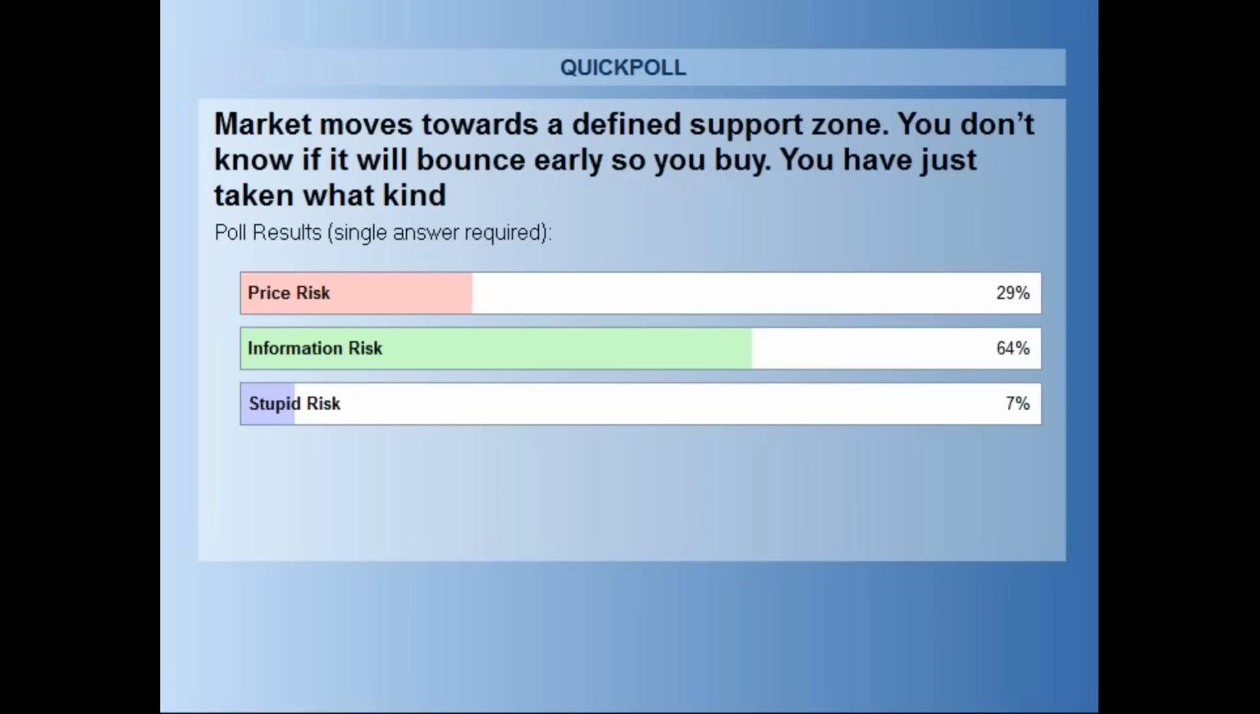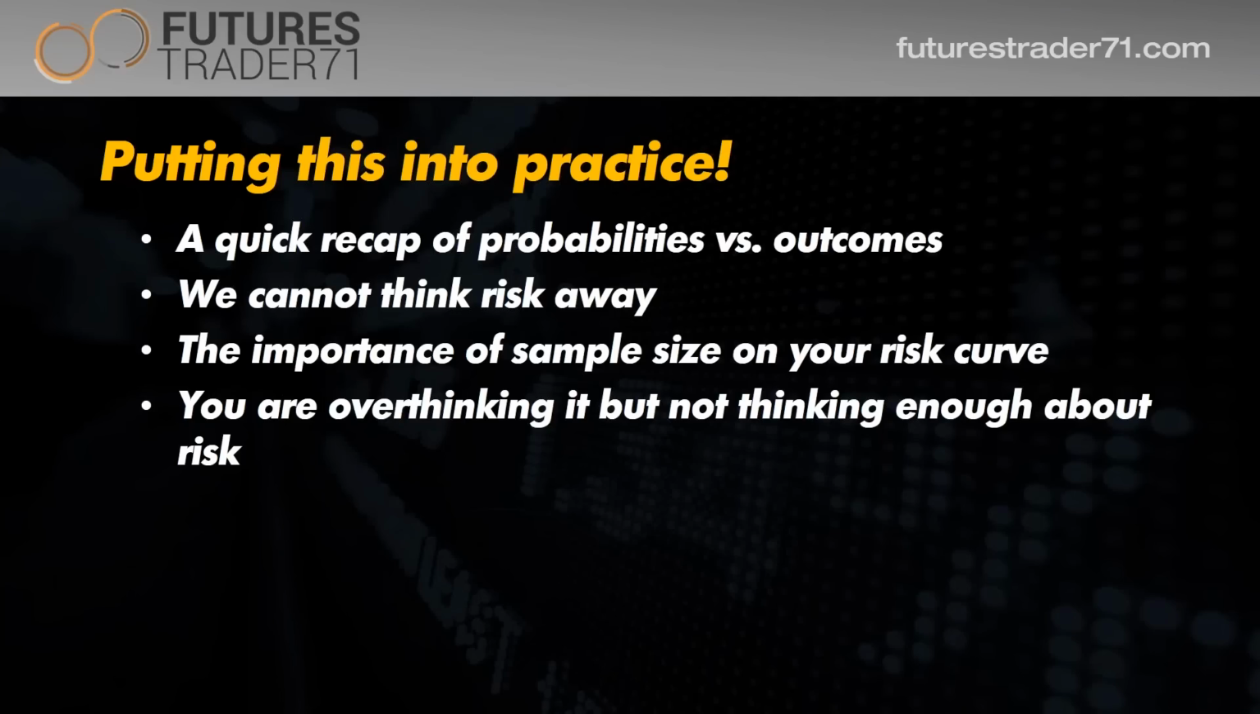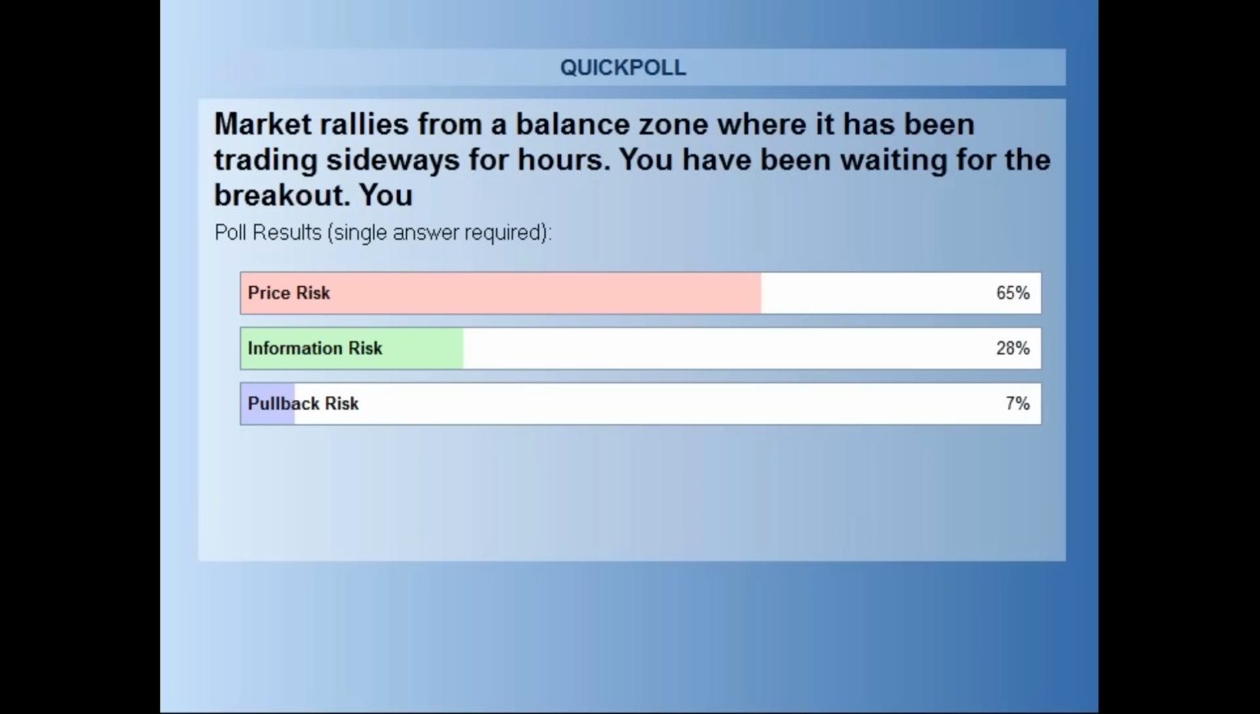So for the first question, the market moves towards a defined support zone. You don't know if it'll bounce early, so you buy. There's the clue: you don't know if it'll bounce early. Knowing is information. So you don't know if it'll bounce early, so you buy it. The kind of risk that you have taken is information risk. So 64% of you got that one right. Nice job. Okay, you didn't know, so you took information risk.